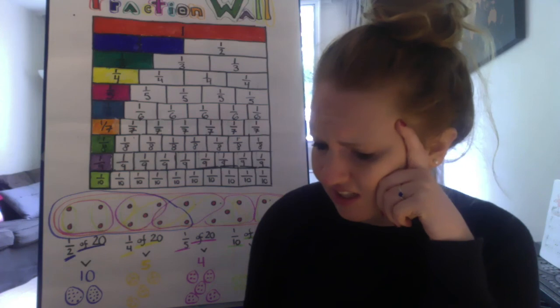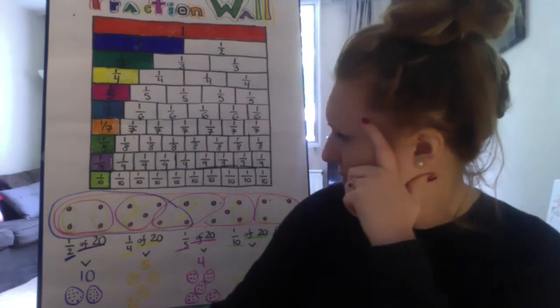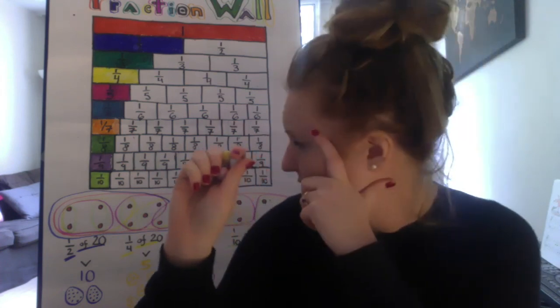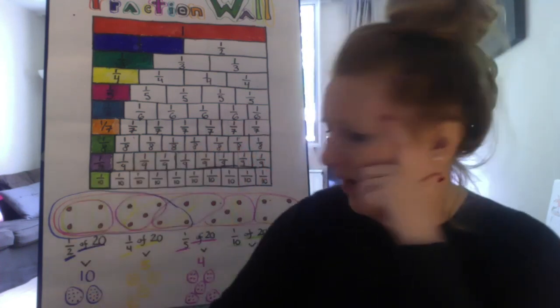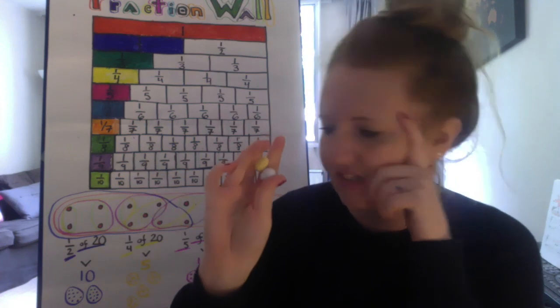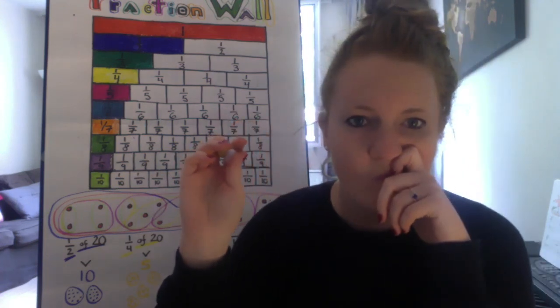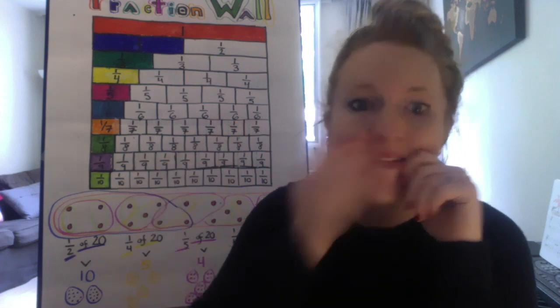Now the question is, going back to my sweets, would I rather eat 5 sweets, a quarter of 20, or would I rather eat 2 sweets, which is 1/10 of 20? I think I'll go for the 2.